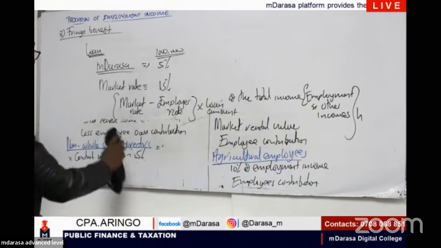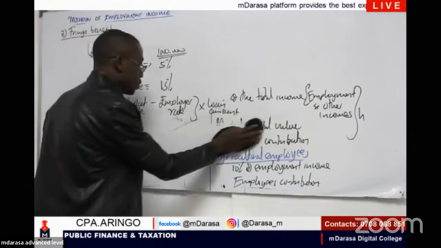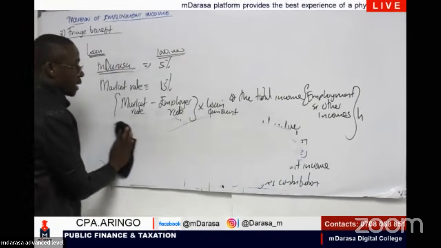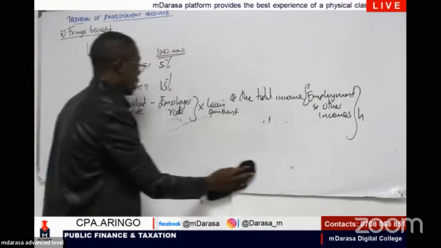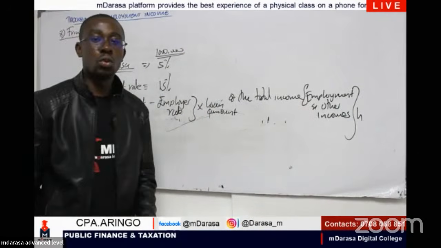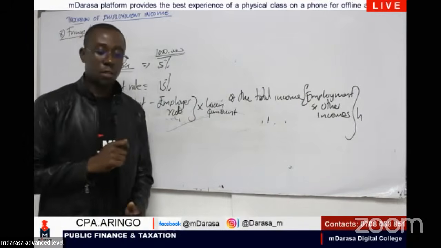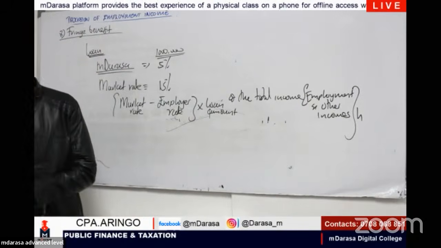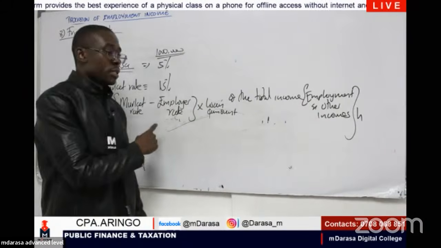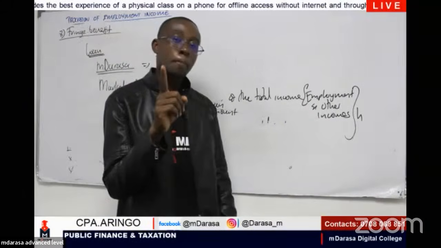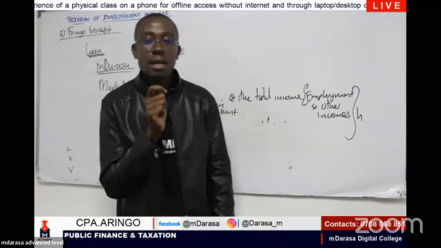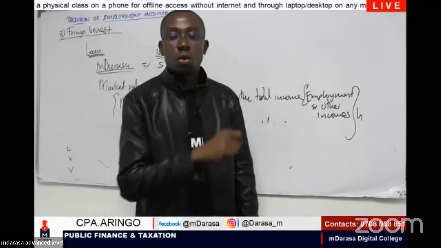And this is what Mwalimu was explaining here. We are talking of the market rate minus the employer's rate, times the loan amount. This is what will give us our fringe benefit. We've agreed and said that this benefit is not taxed on the employee, but rather it is taxed on the employer.